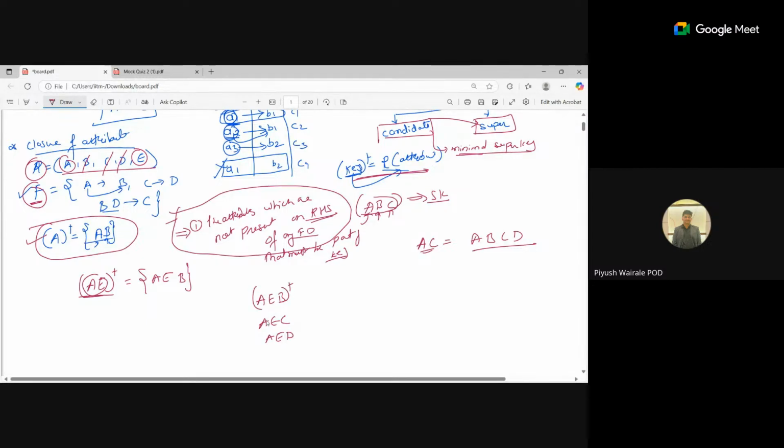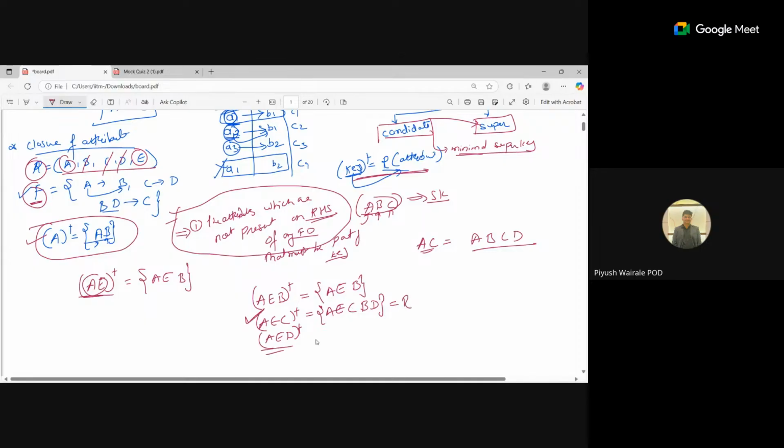Now see, after taking closure, which is basically key. What about AB? What's the closure of AB? AB only, right? What about AC? A, B, C, D, E. So we are getting all the attributes of R. So AEC will be a key.